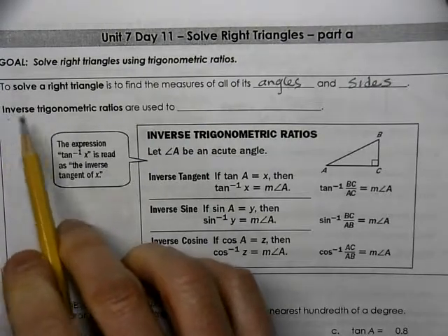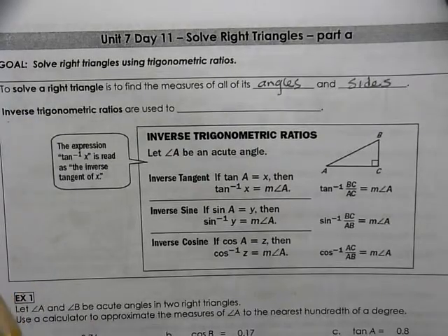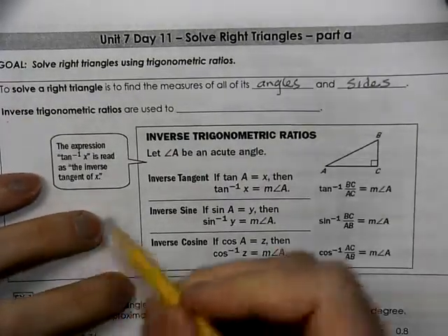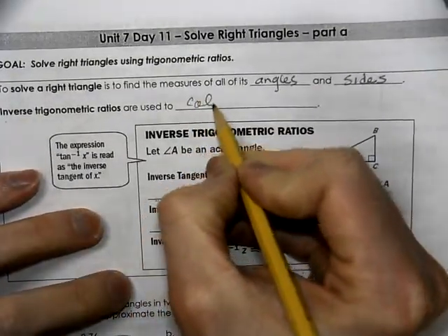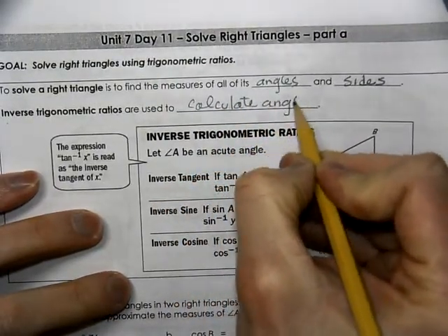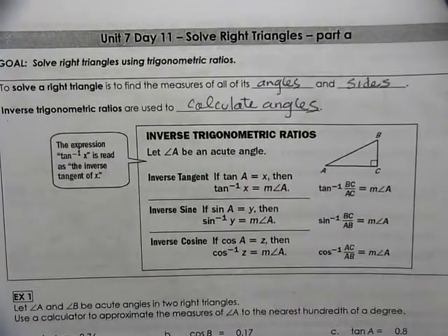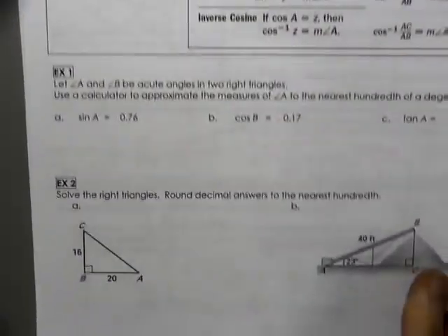This idea of an inverse trigonometric ratio. The inverse is what we use to help us calculate angles. So in other words, if you know two sides of a right triangle, then you'll be able to use one of the trigonometric ratios to figure out what the acute angle is, what the measure of the acute angle.